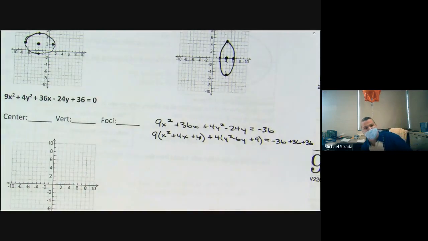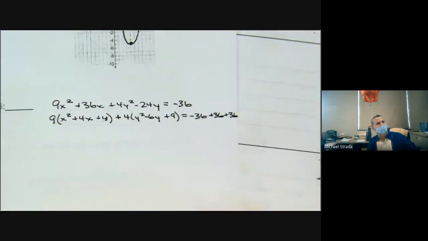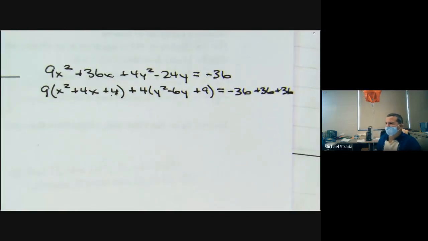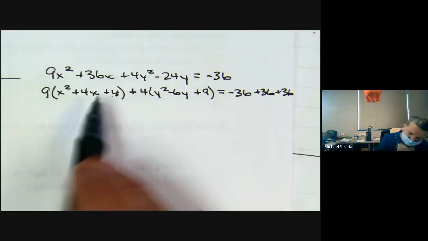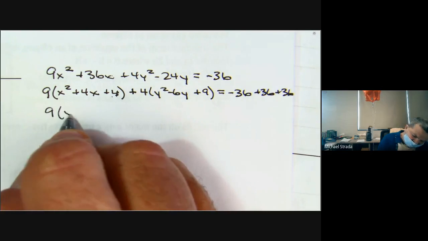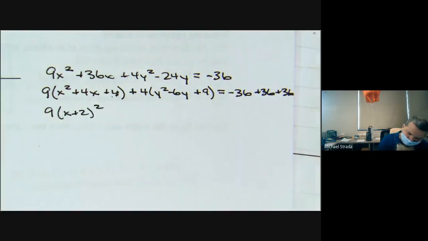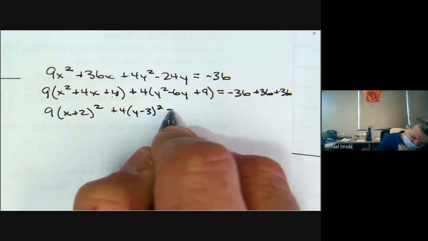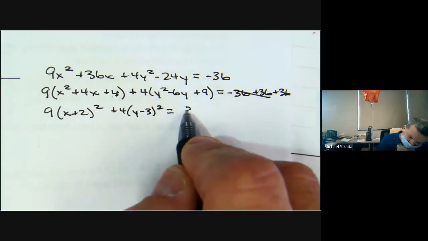So it's negative 36 plus 36. And I did the same thing with the y's. It doesn't always have to be the same number. In this case, it was. All right, does everybody understand where the 36s come from before moving on? All right, now I'm going to finish completing the square here. 9 times x plus 2 squared plus 4 times y minus 3 squared equals, these cancel out, regular 36.